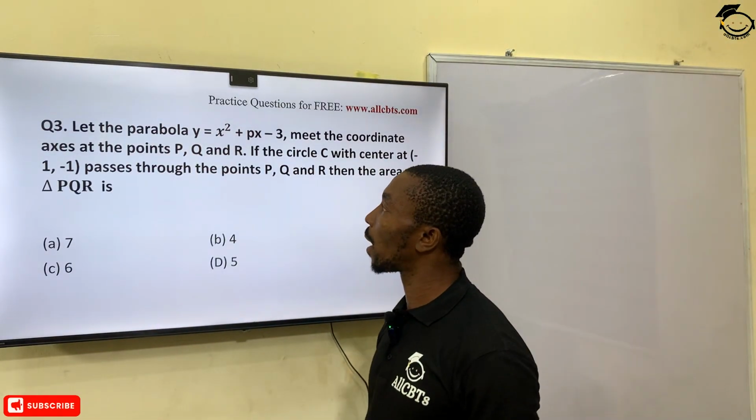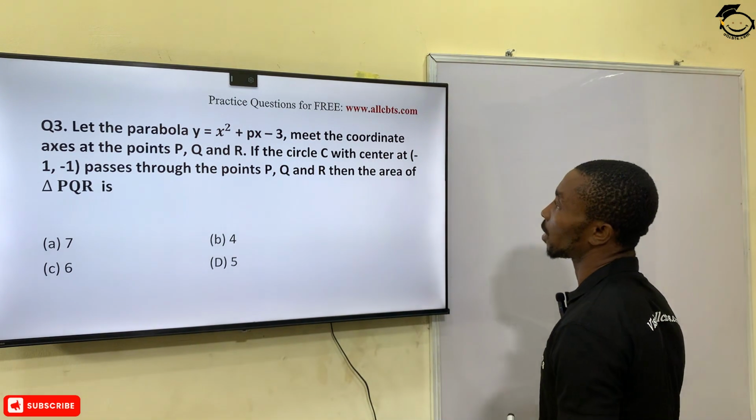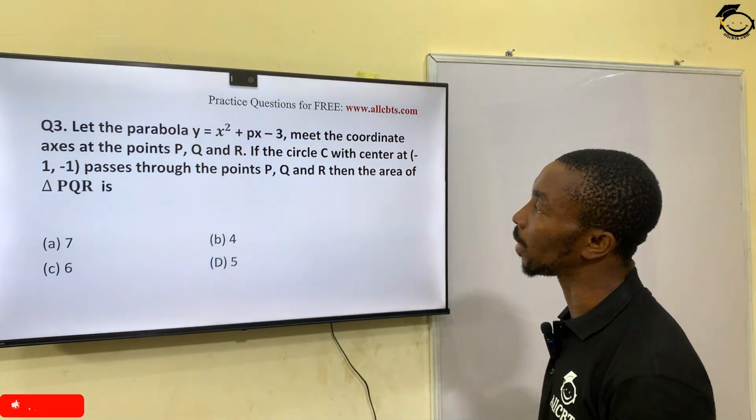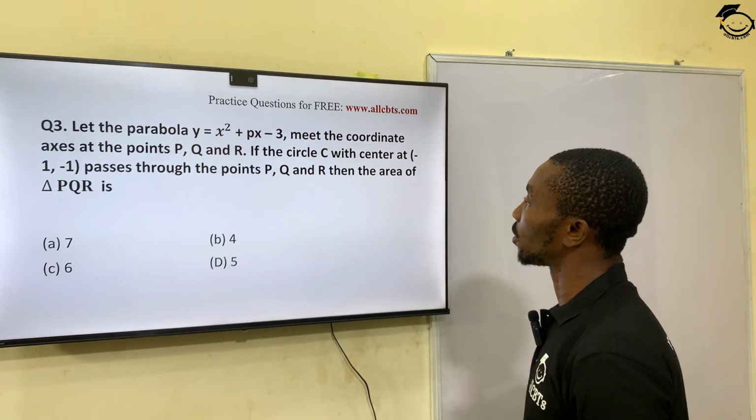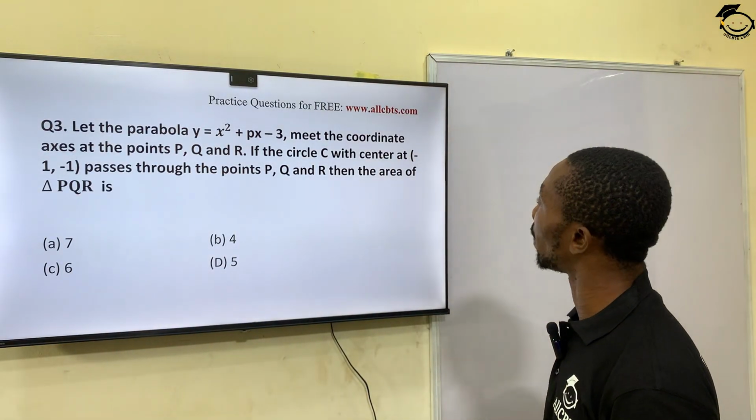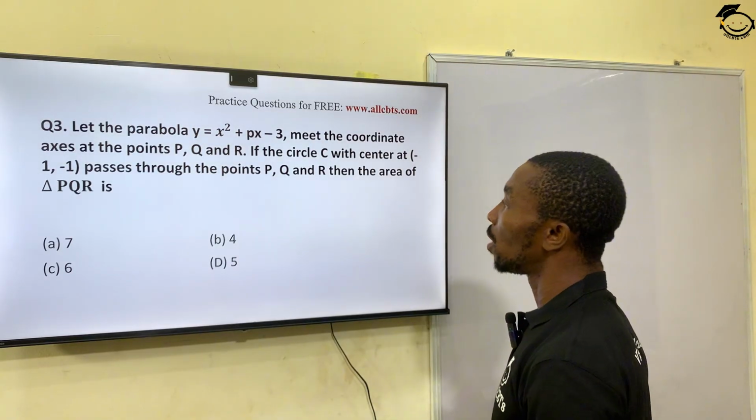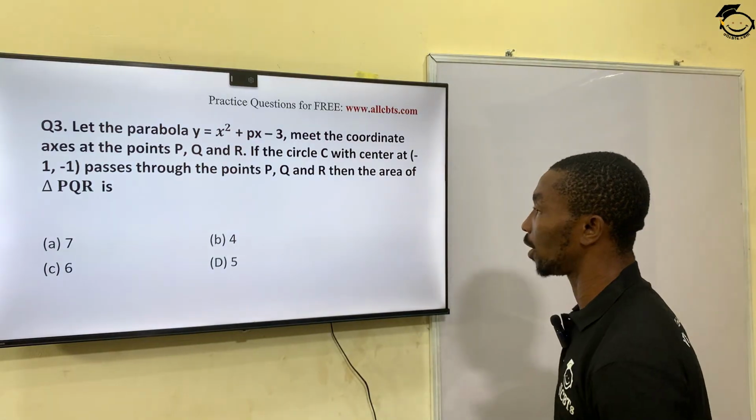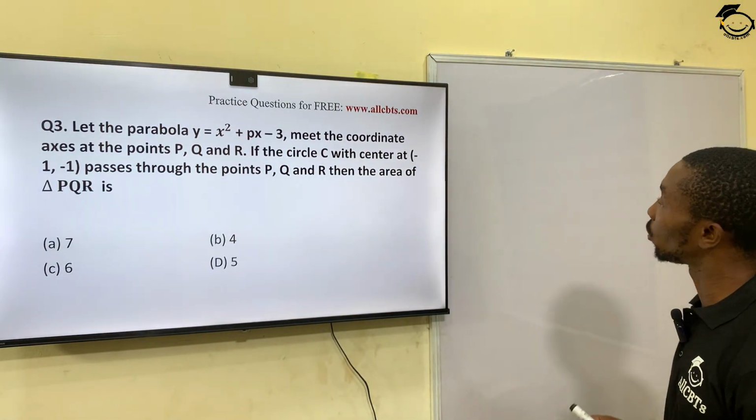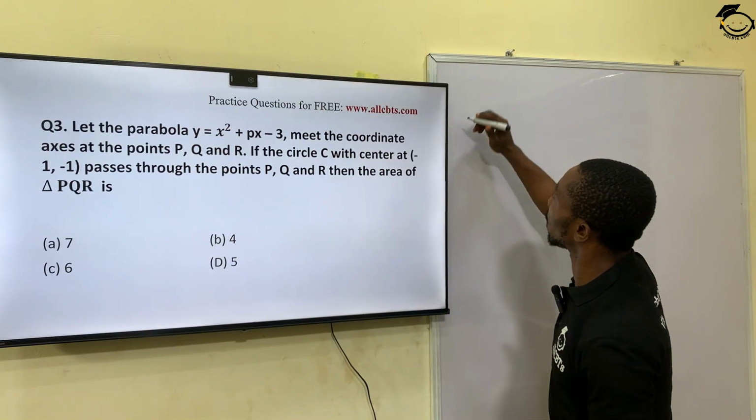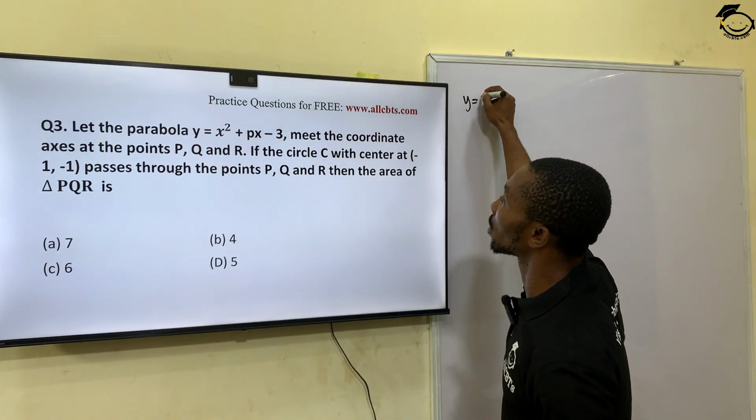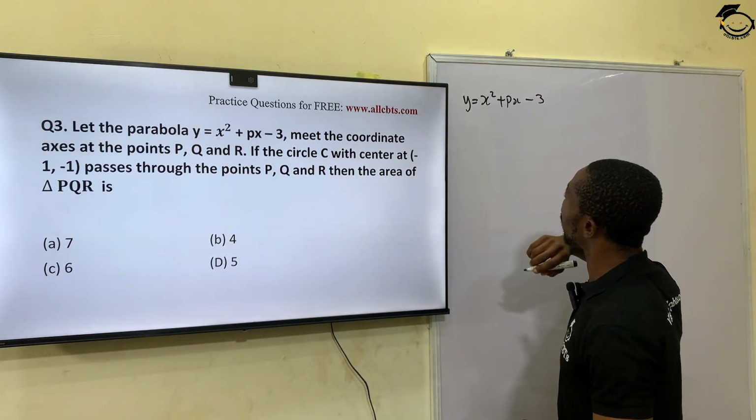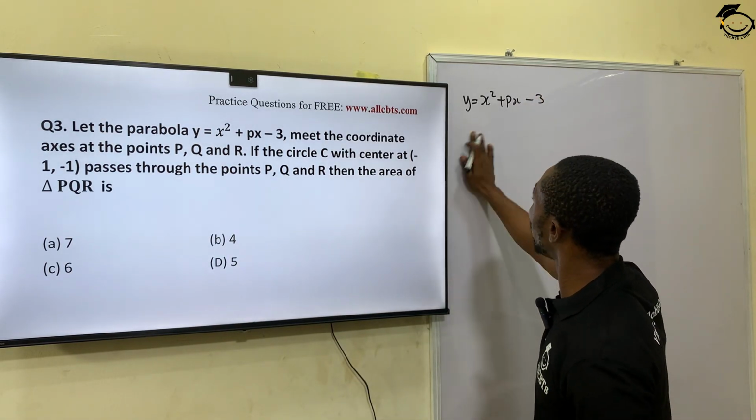Let the parabola y equals x squared plus px minus 3 meet the coordinate axis at the points P, Q, and R. If the circle C with center at -1, -1 passes through the points P, Q, and R, then the area of PQR is... Now, for us to do this, we have to calculate, they say that parabola y equals x squared plus px minus 3. Okay, so we need to find the value of y.